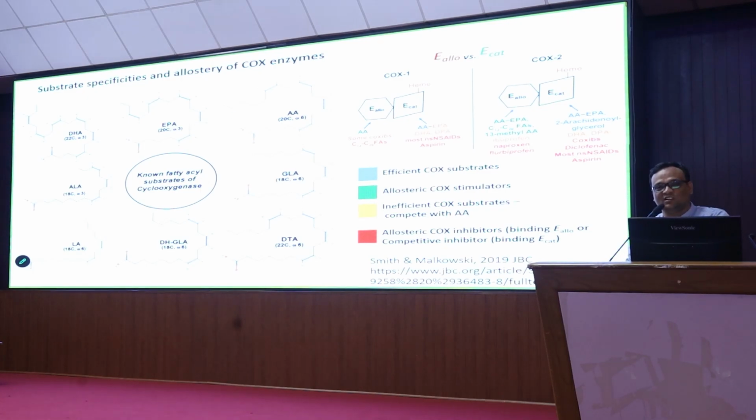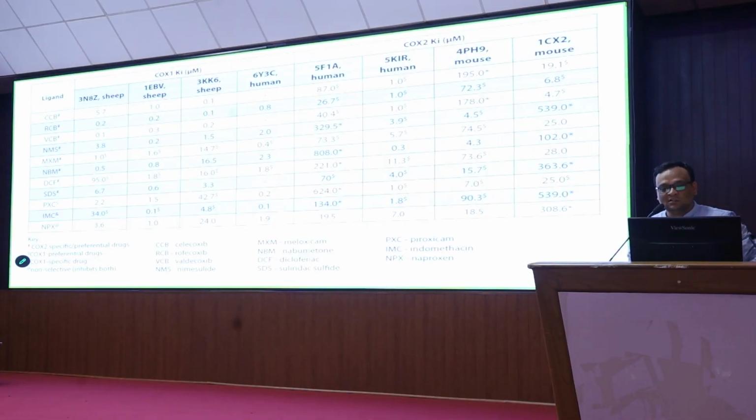You can see according to the color code, there are efficient cyclooxygenase substrates, allosteric stimulators, inefficient COX substrates which are competing with arachidonic acid, and allosteric inhibitors. All this looks like a very elaborate story rather than being grounded in simple explanations.